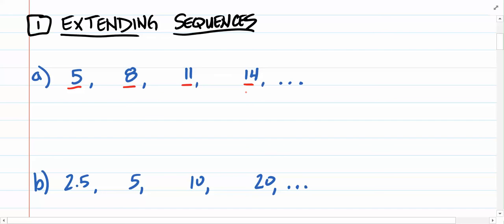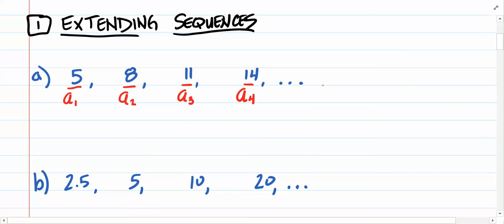The way that we identify terms is with a subscript. For example, this is the first term, so we call it a sub 1. That represents the first term. This is the second term, a sub 2. This is the third term, a sub 3. This is the fourth term, a sub 4. We do this so that we can identify terms in the sequence. So I could tell you the second term of the sequence has a value of 8, the third term has a value of 11, the fourth term, and so on.